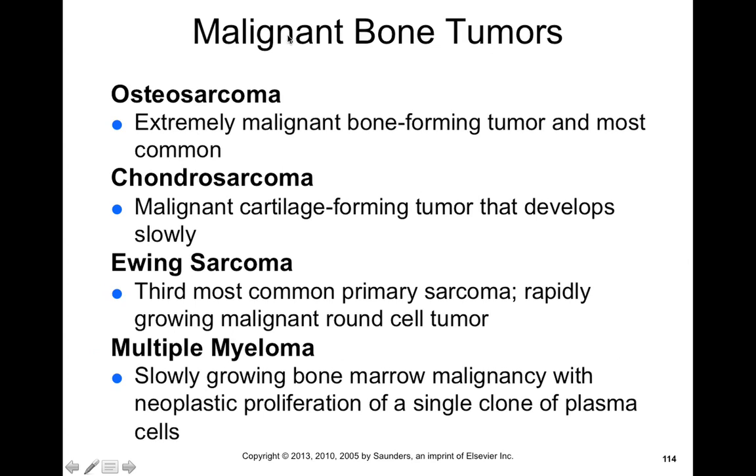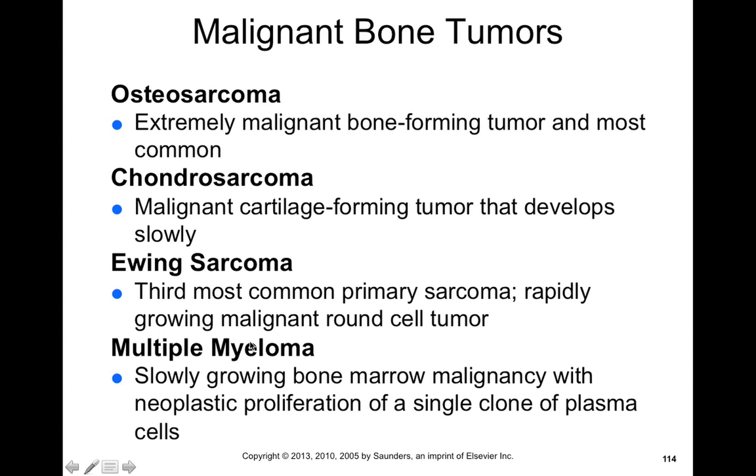Now, the malignant bone tumors include osteosarcomas, which are extremely malignant bone-forming tumors, and they're the most common. We've got chondrosarcomas, which are malignant cartilage-forming tumors that will develop more slowly. There's Ewing sarcoma, which is the third most common, and it rapidly grows. It's a malignancy of round cells, so it's derived from red blood cells.